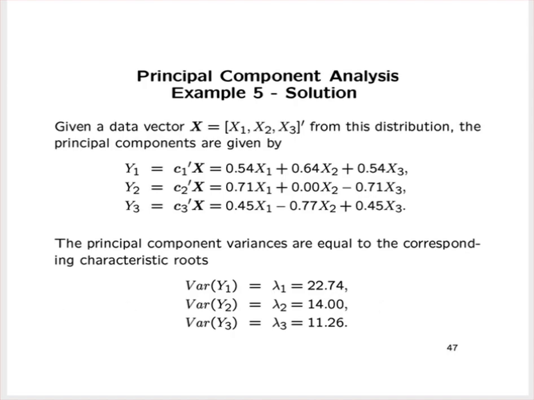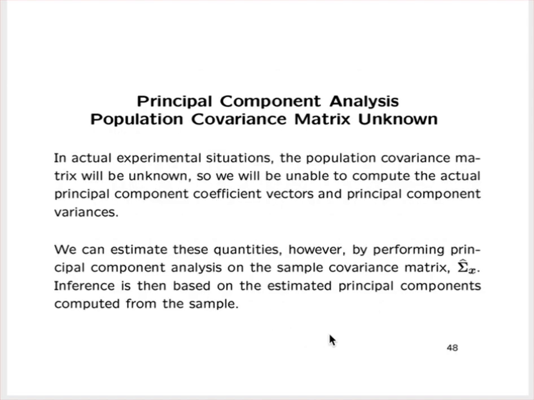In the next video, we're going to pick up with the fact that in the real world, the population covariance matrix is not known, and so the quantities that we've just been describing, the characteristic roots and the characteristic vectors, will have to be approximated, and we'll do that approximation by using an estimated covariance matrix.